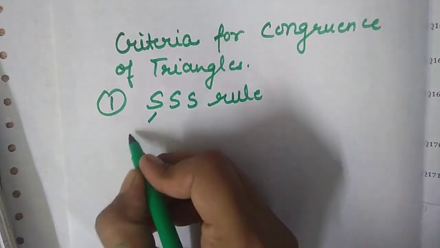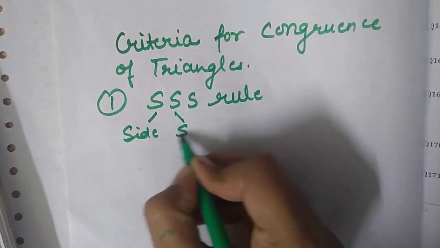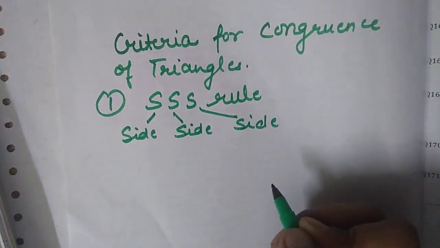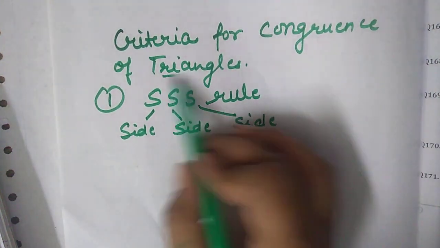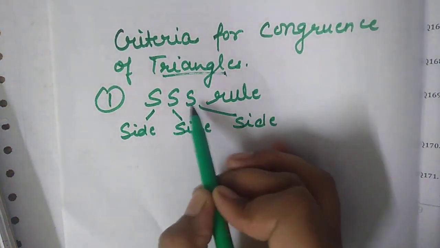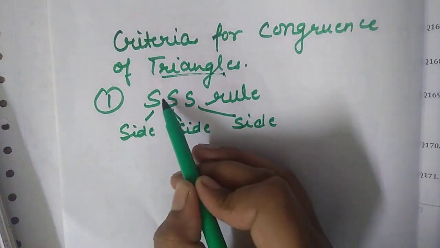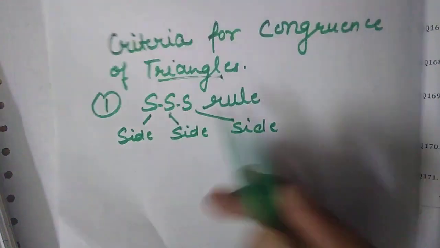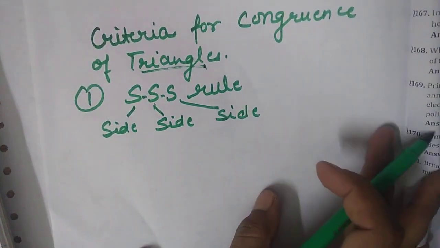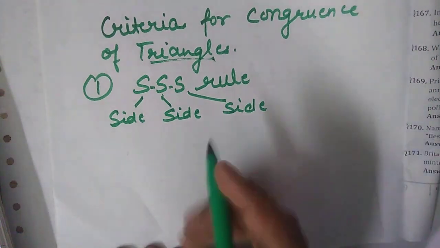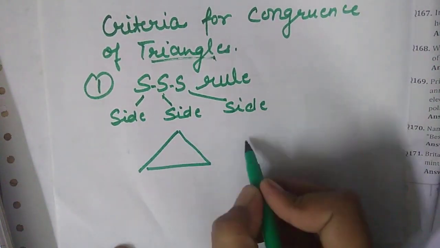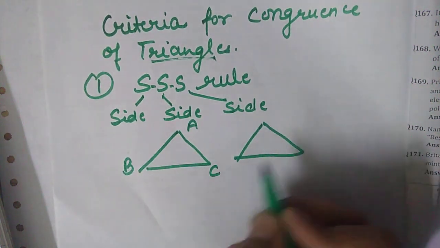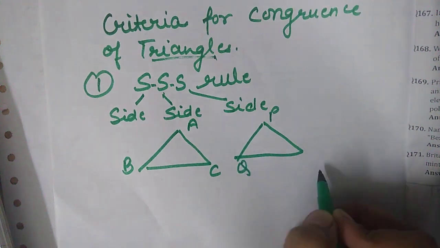It means S stands for side, again this stands for side, and again this S stands for side, and we are learning congruence in triangles only. Okay, so this is the first rule, that is SSS rule. All these 3 S stand for side. What does this mean? So in this, 2 triangles are congruent. Let us draw 2 triangles. Suppose these are the 2 triangles. Let it be A, B, C, and this is P, Q, R.